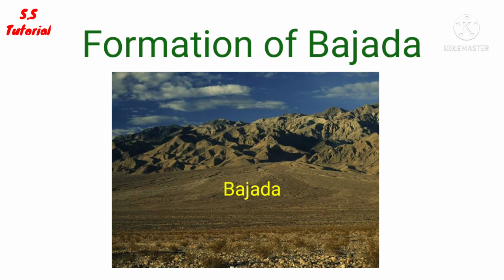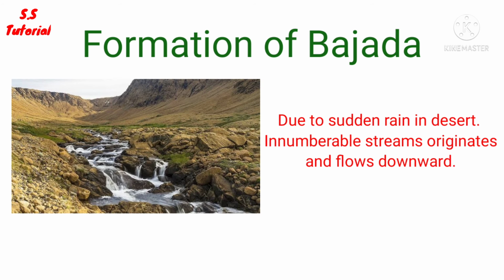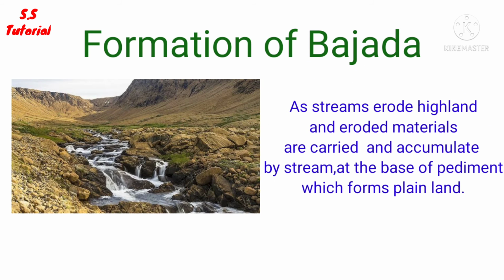Let's know about the formation of Bajada. When innumerable streams come down from the highland due to occasional torrential rainfall, they carry some debris from the upland and deposit it along the foothill of the mountain and form a gently sloping plain, which is known as Bajada.